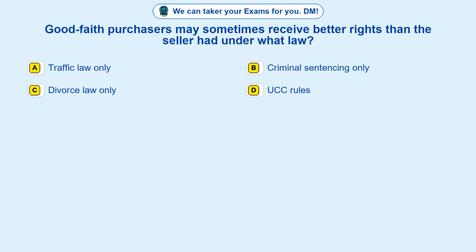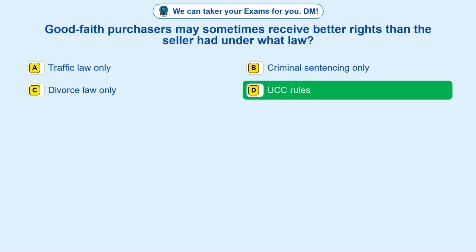Question 82. Good faith purchasers may sometimes receive better rights than the seller had under what law? Option A, traffic law only. Option B, criminal sentencing only. Option C, divorce law only. Option D, UCC rules. The correct answer is option D, UCC rules.